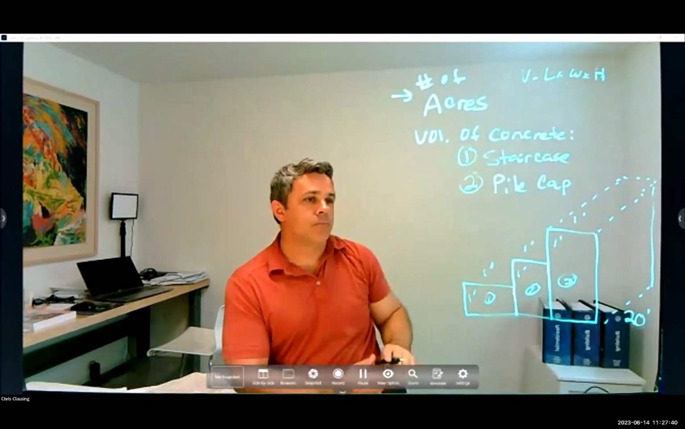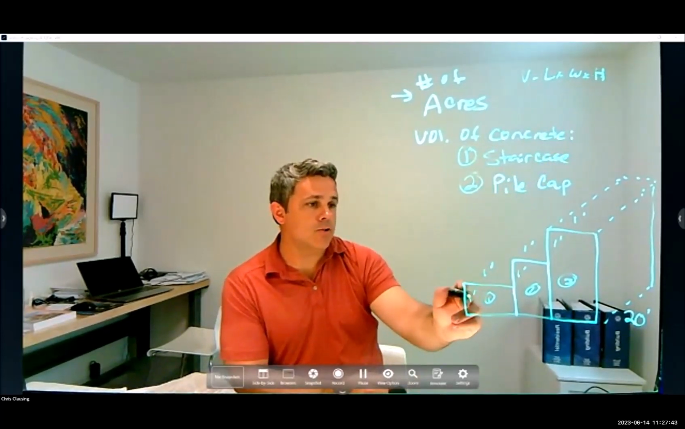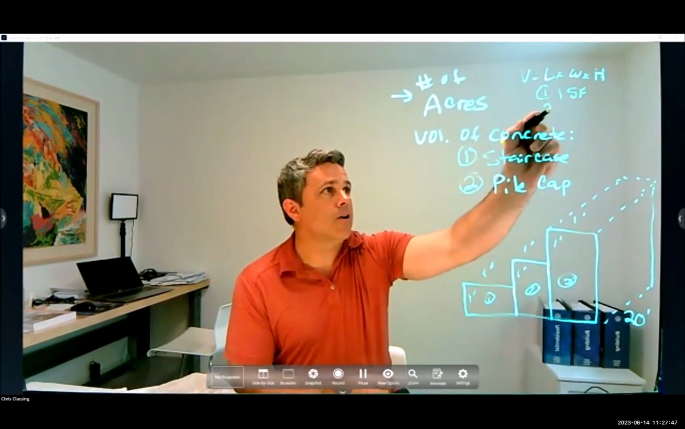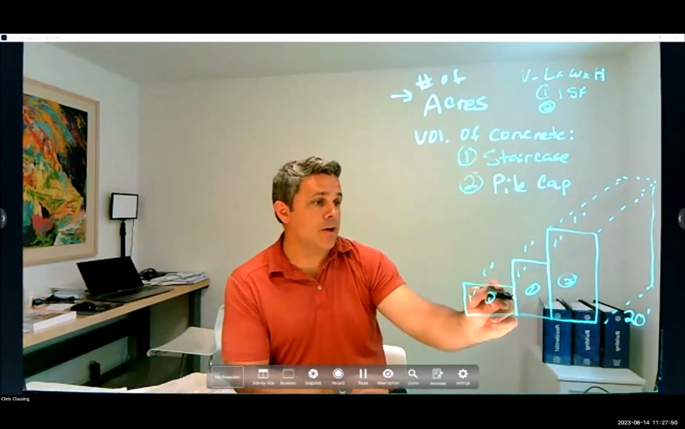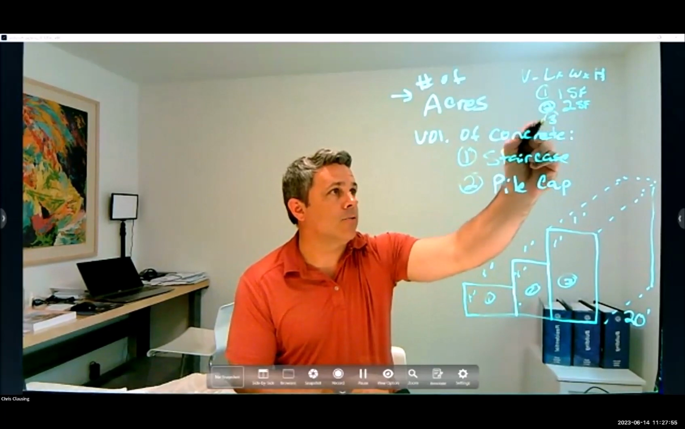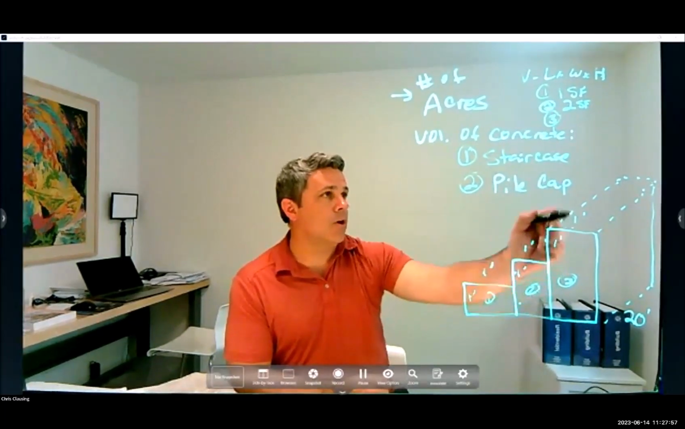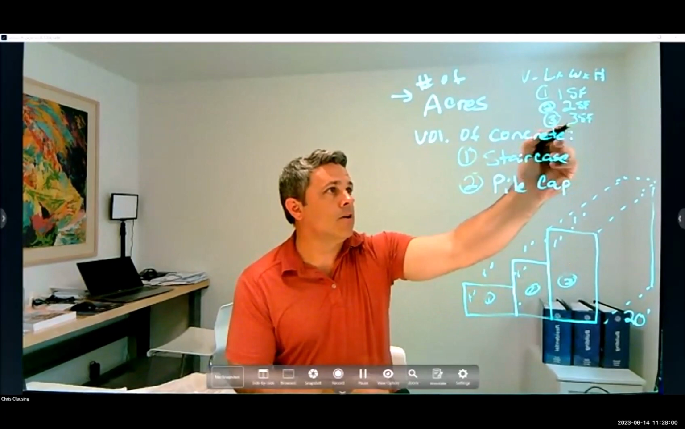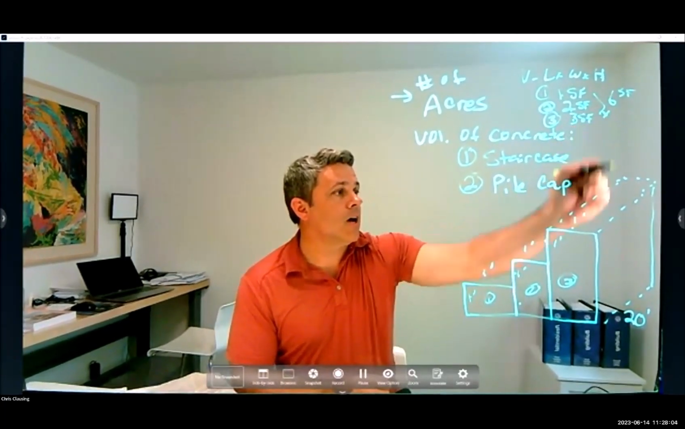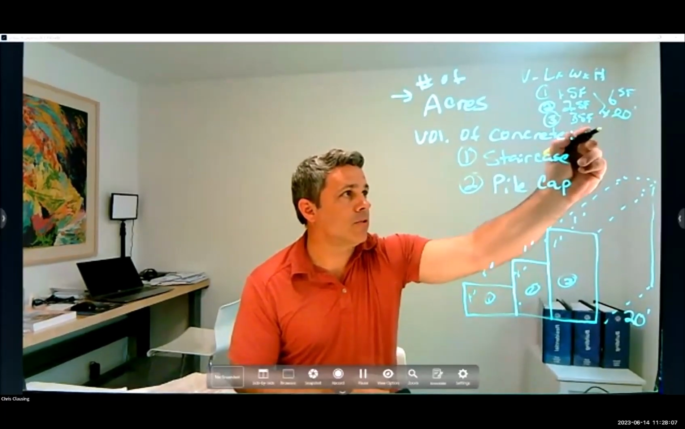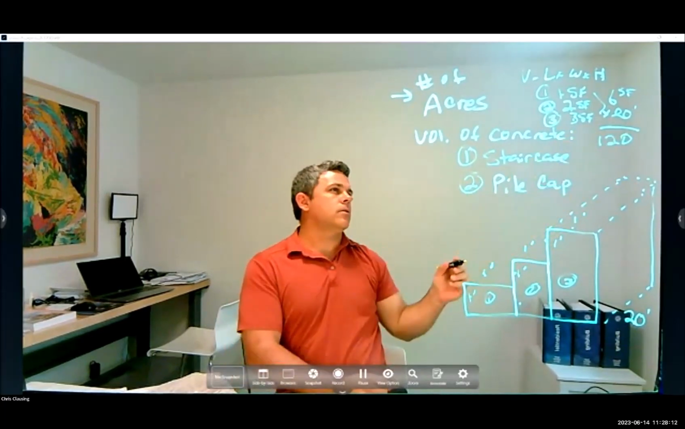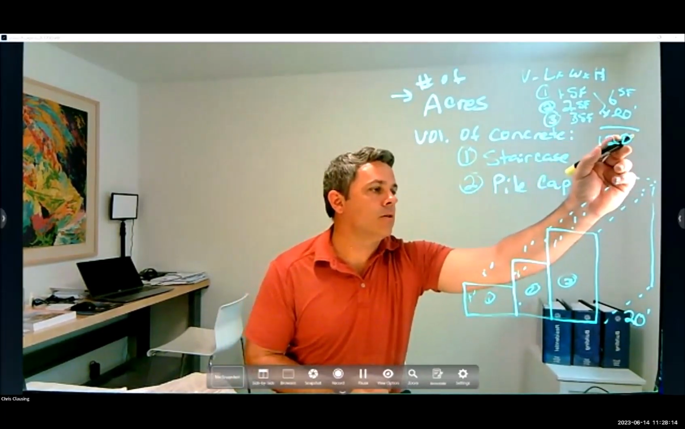So area 1 is 1 foot by 1 foot, so we've got 1 square foot. Area 2 is 2 feet times 1, so we've got 2 square feet. And area 3 is 3 by 1, so we've got 3 square feet. So 3, 4, 5, 6. You've got a total of 6 square feet times 20 feet. That's our lineal footage. So we've got 120. Now we have a cubic measurement. 120 cubic feet.